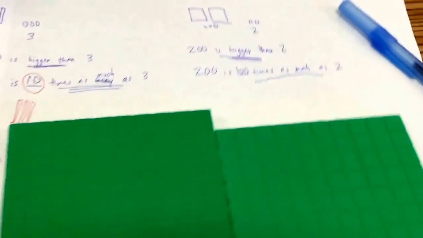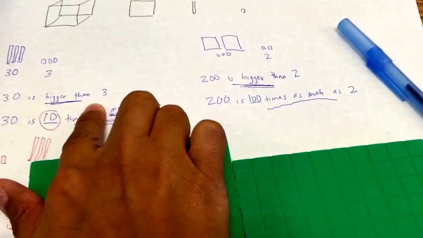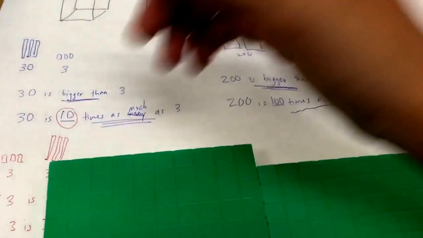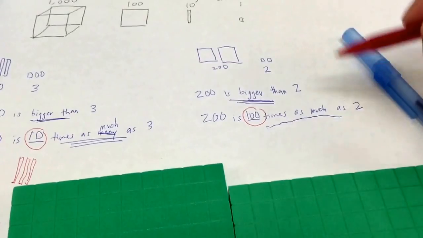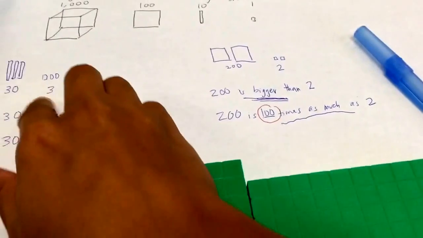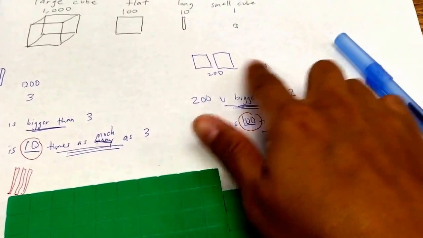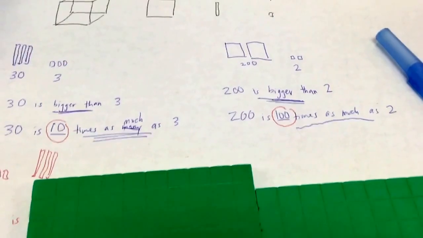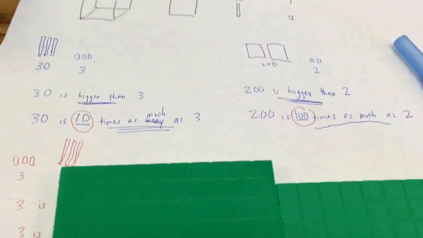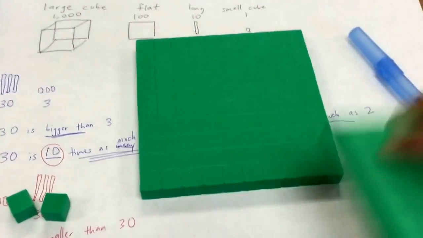Now, the same process was what we did the first time when we were comparing 30 to 3. The only difference is this number right here. 30 is 10 times as much as 3, whereas 200 is 100 times as much as 2. Same process, but the only difference is how many of these small cubes did you need to make this long? How many of these small cubes did you need to make this flat? All right, now let's move on to comparing if you're referring to 2 and 200.